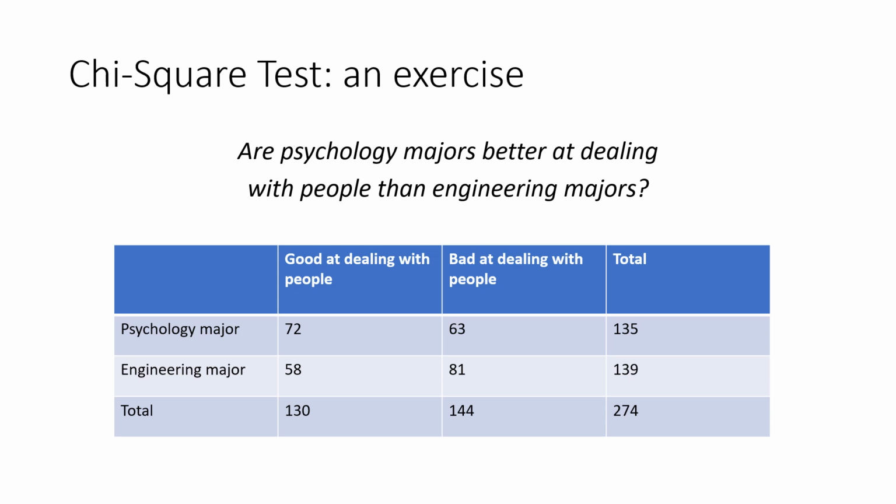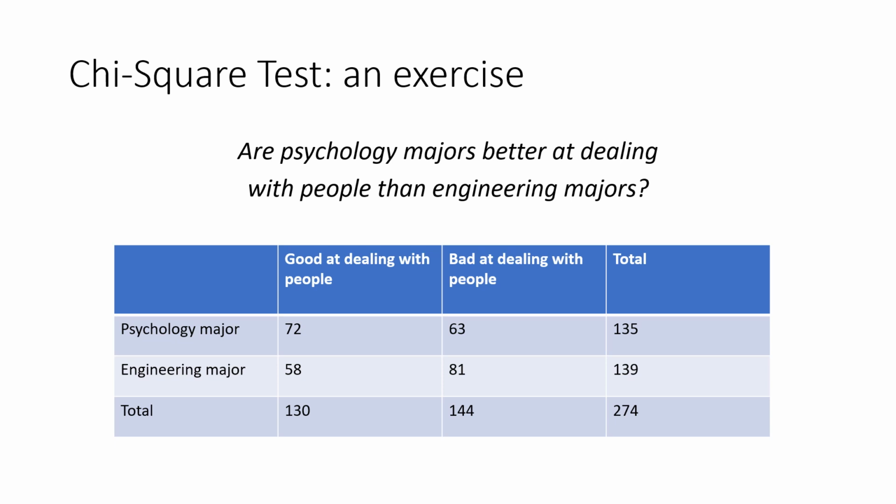What you see in front of you is an example based on purely hypothetical data, right? These aren't real data points. I haven't actually gone out and administered a survey to psychology majors and engineering majors and asked them to rate their people skills. These are just figures that I've thrown together for illustrative purposes so that you can get an understanding of how we calculate and interpret a chi-square test.